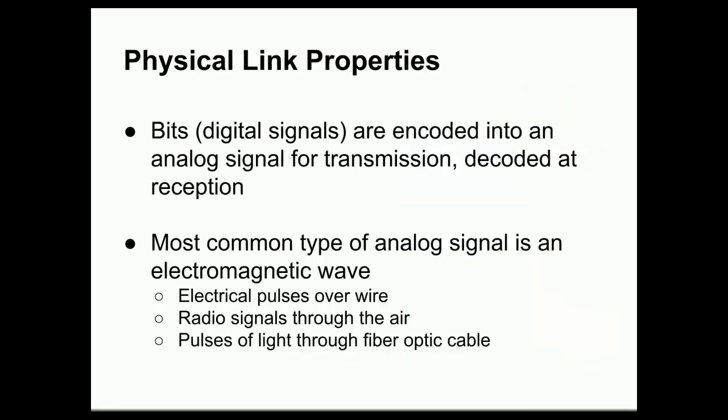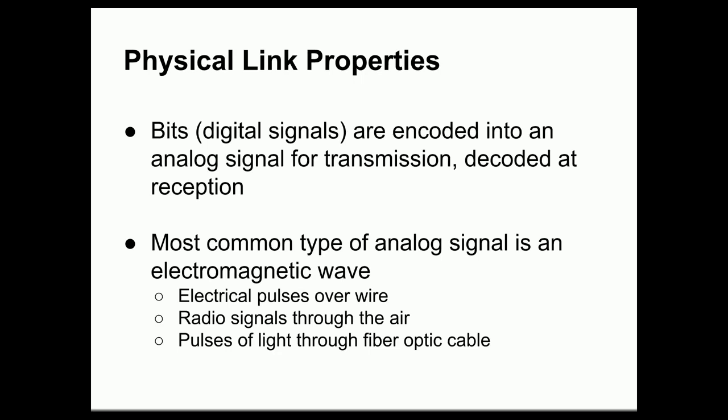Now, regardless of the type of physical link, all physical links have to take the bits, the actual digital signals or the digital messages that we want to send at a low level, and encode them into some kind of an analog signal in order to be transmitted over the link, and then decode that transmitted signal at the other end in order to receive the original bit stream.